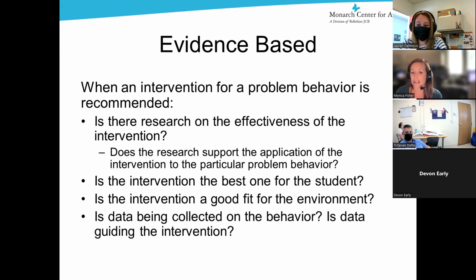Is there data being collected so we can determine, hey, this thing that we're doing is working or it's not working? And that we're making those decisions about changes in the BIP based on the data, not based on a feeling, not based on how we feel that day or how that child has felt that day, or I'm exasperated and can't do this anymore, so we need to change this, right? Looking at the data should be guiding our intervention.